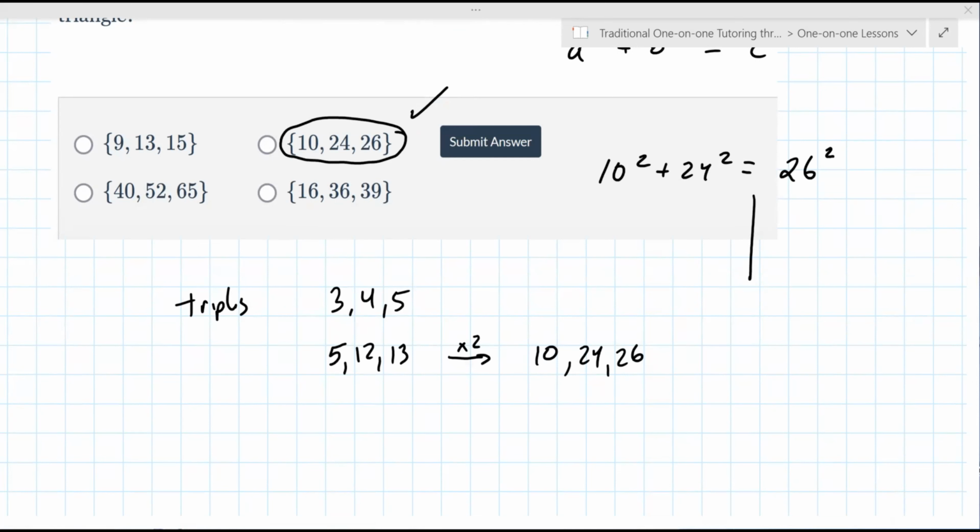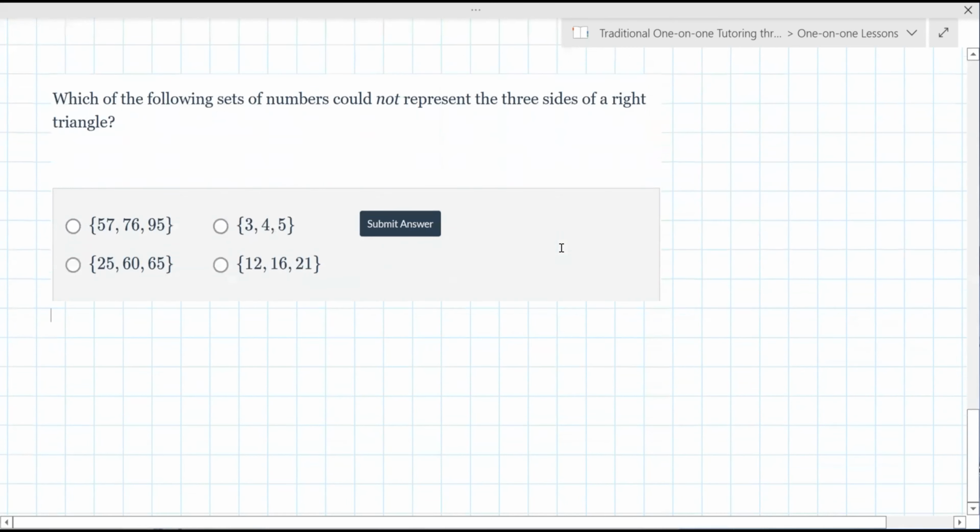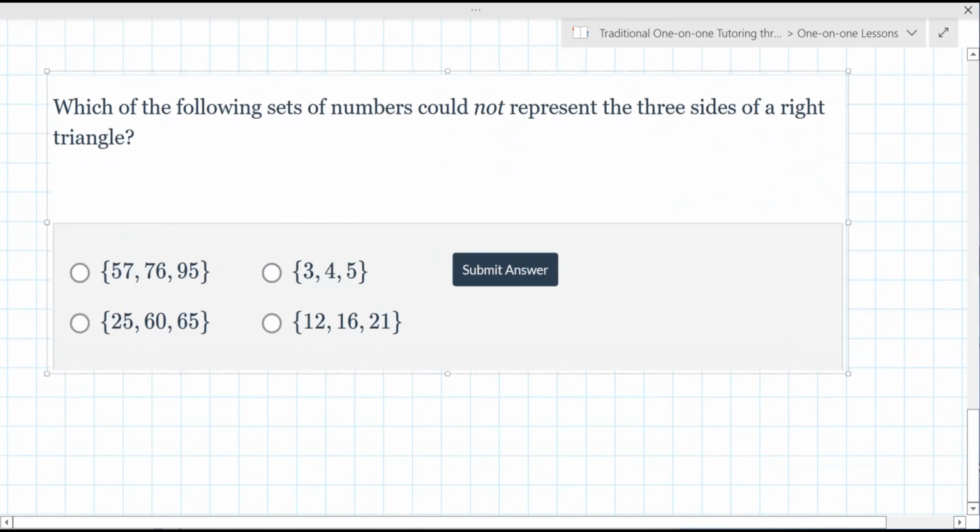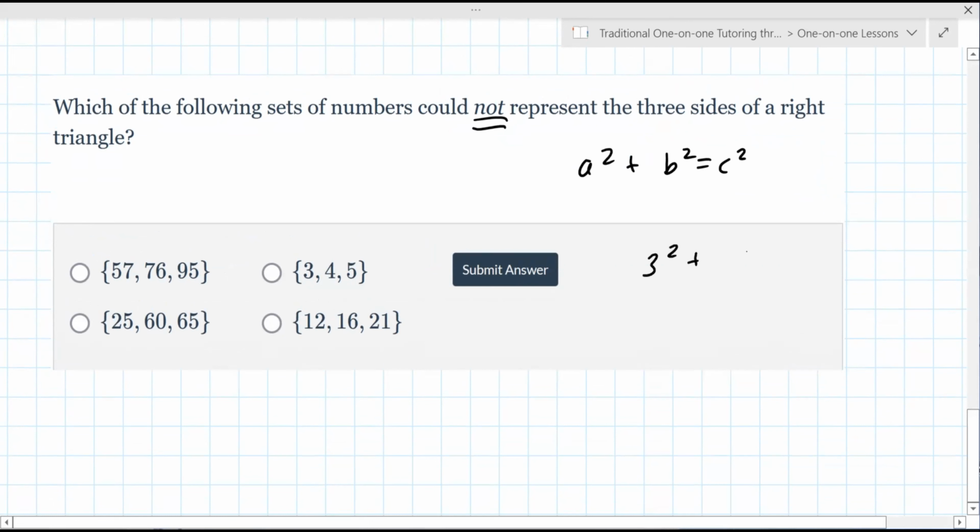Okay, let's look at another problem here. All right, so which of the following sets of numbers could not represent the three sides? Okay, so again, this is an a squared plus b squared equals c squared problem. They're all the same. That's kind of one of the nice things about Delta Math, you get a lot of the same questions, good repetition. So like this 3, 4, 5, 3 squared plus 4 squared equals 5 squared. This is a Pythagorean triple. This one always works. Okay, 9 plus 16. Does that equal 25? Yeah, it does. Okay, so we don't need to try that one.